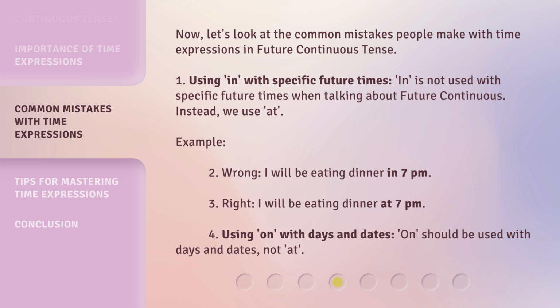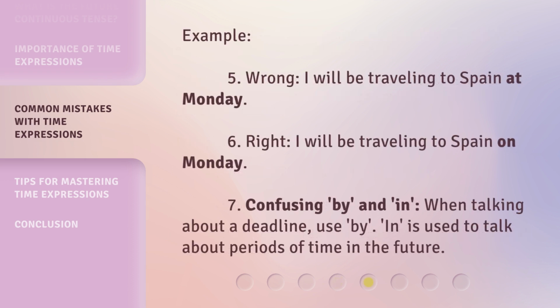2. Using on with days and dates. On should be used with days and dates, not at. Example: Wrong, I will be traveling to Spain at Monday. Right, I will be traveling to Spain on Monday.